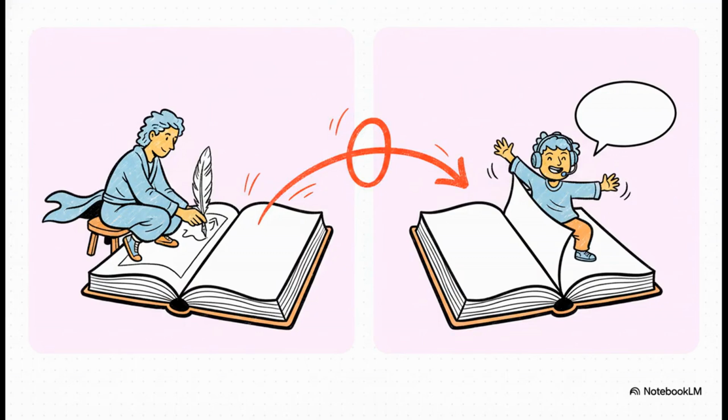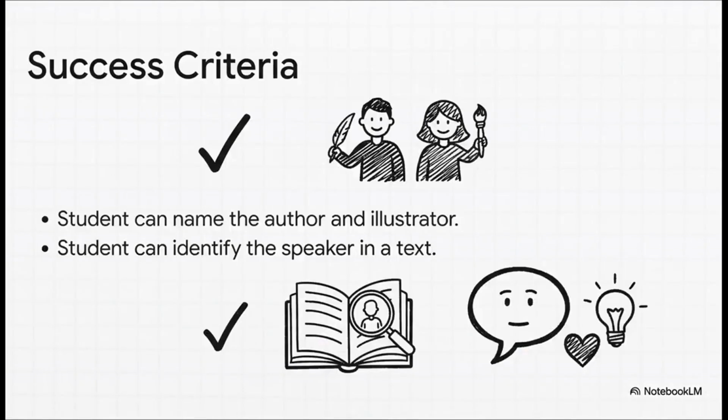This standard, K-2.T.C.2, adds a whole new, delicious layer. It introduces this idea of a speaker, a character or a narrator, as the specific voice that's telling the story. So the big leap here is moving from who made the book to who is talking to me inside the book. That's the key. So what's our end goal? What does done look like?